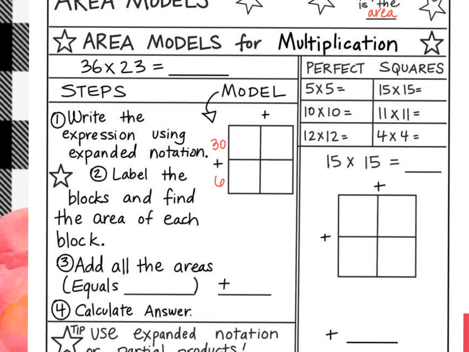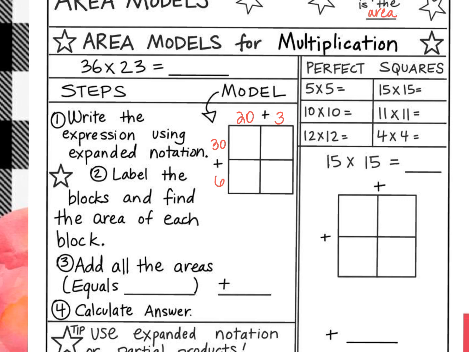Now, I want to figure out the same thing for 23. So if I have 2 in the tens place, that means it's 2 tens, which is worth how much? 20. And how many ones? 3. Okay, so this is kind of how we set up an area model. So we've labeled the blocks. We want to find the area of each block.